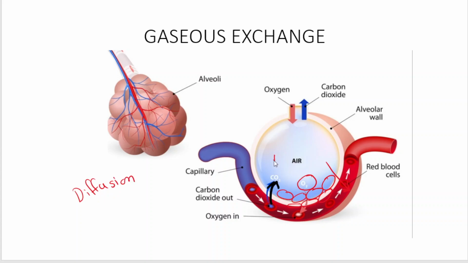Oxygen moves from high concentration to low concentration through passive diffusion. And similarly, carbon dioxide is also diffused from capillaries to alveoli through diffusion. So this is the main site for gaseous exchange by the process of diffusion.